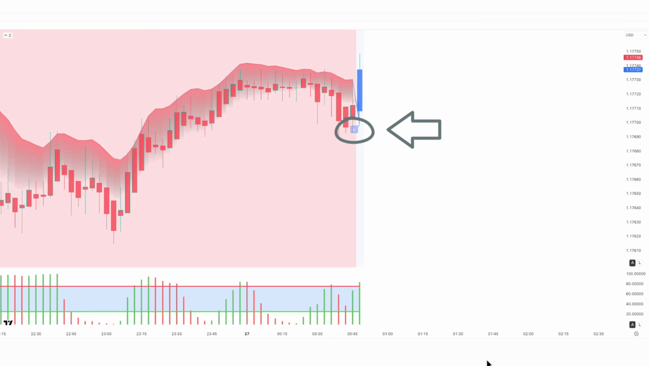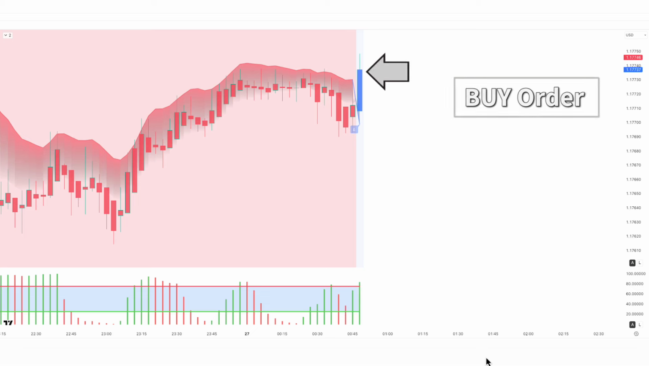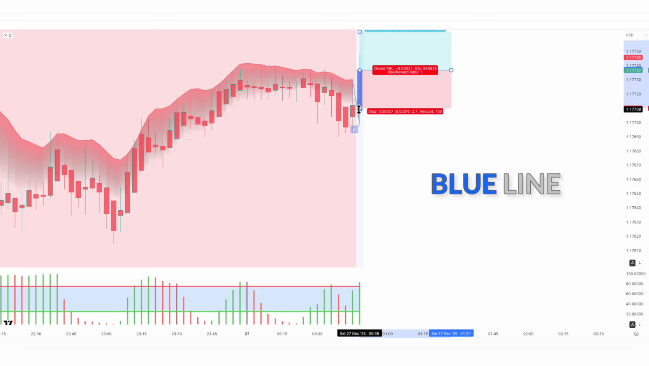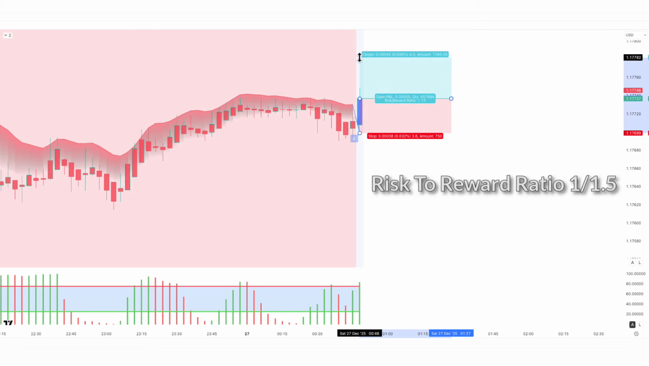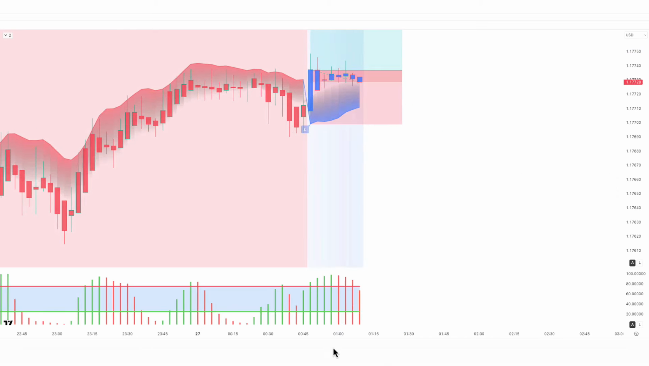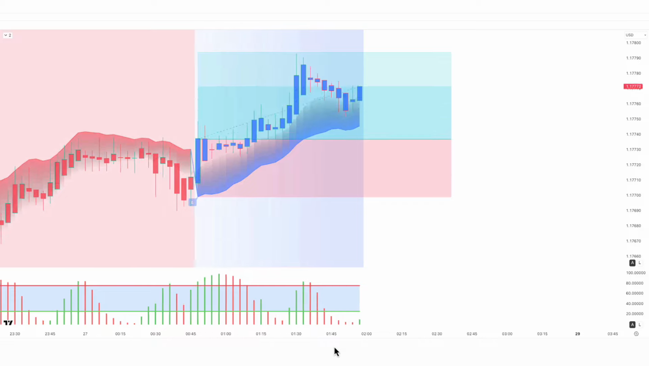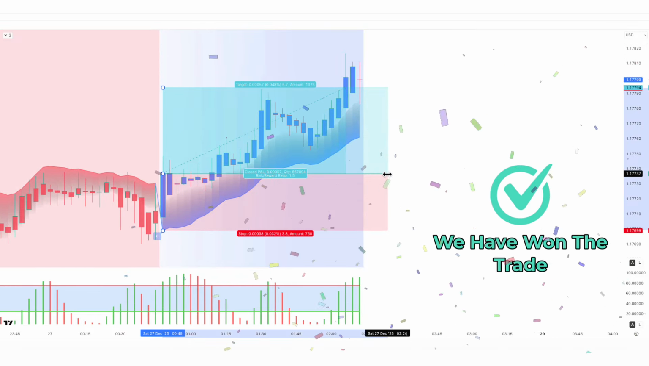When the adaptive trend flow arrow of this indicator is a long signal, the green histogram of STC should be above the red line, and the market forms a bullish candle. If this condition is fulfilled, then we will place a buy order. Our stop loss is to be placed at the blue line, and the risk to reward ratio will be 1:1.5. The market has completely hit the target.